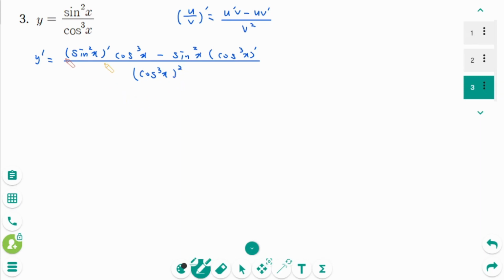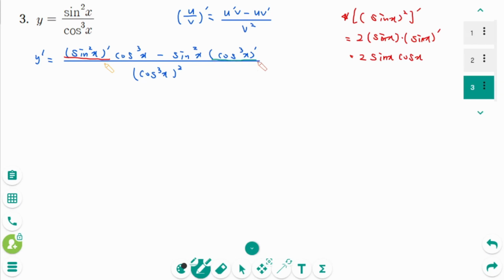(Sine squared x)' equals, I can solve here, (sine x squared)' equals, think about it, sine x equals u, then (u squared)' equals 2u times u', the inner function is sine x, so 2 sine x times (sine x)' equals cosine x.